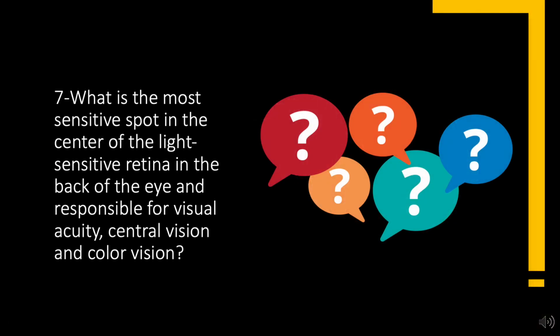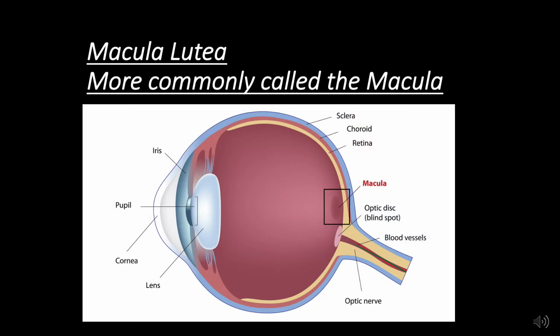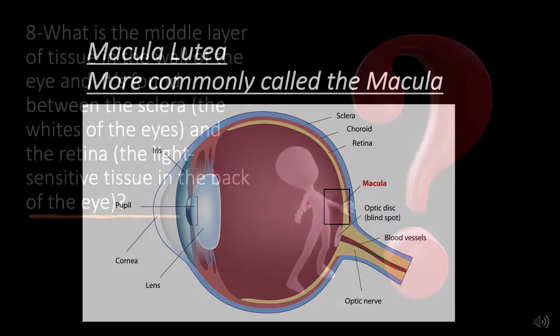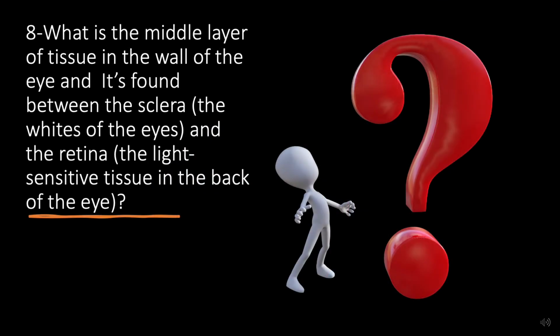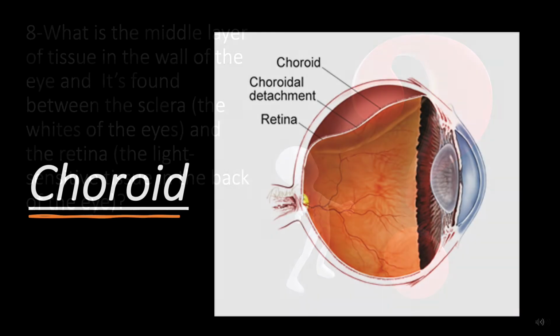7. What is the most sensitive spot in the center of the light-sensitive retina in the back of the eye and responsible for visual acuity, central vision and color vision? Macula lutea, more commonly called the macula. 8. What is the middle layer of tissue in the wall of the eye, and it's found between the sclera, the whites of the eyes, and the retina, the light-sensitive tissue in the back of the eye? Choroid.